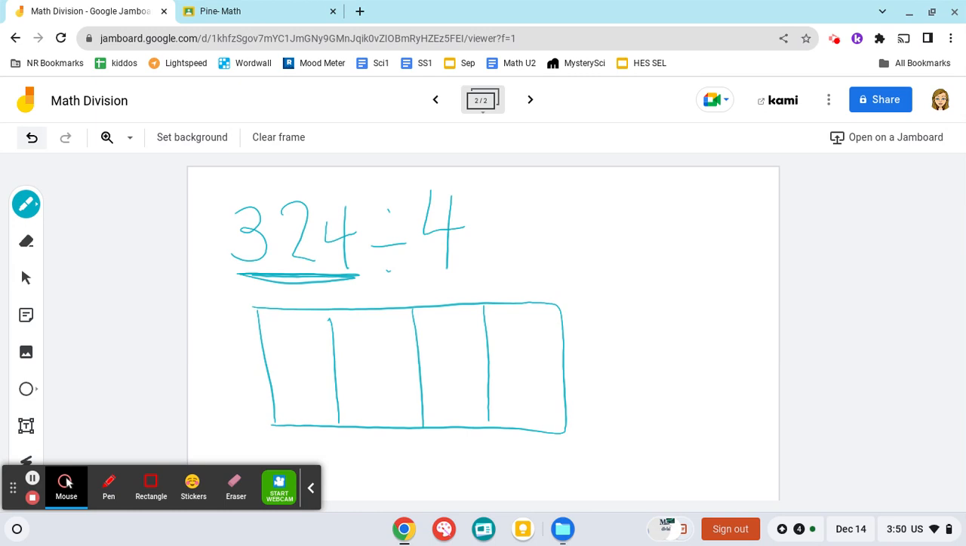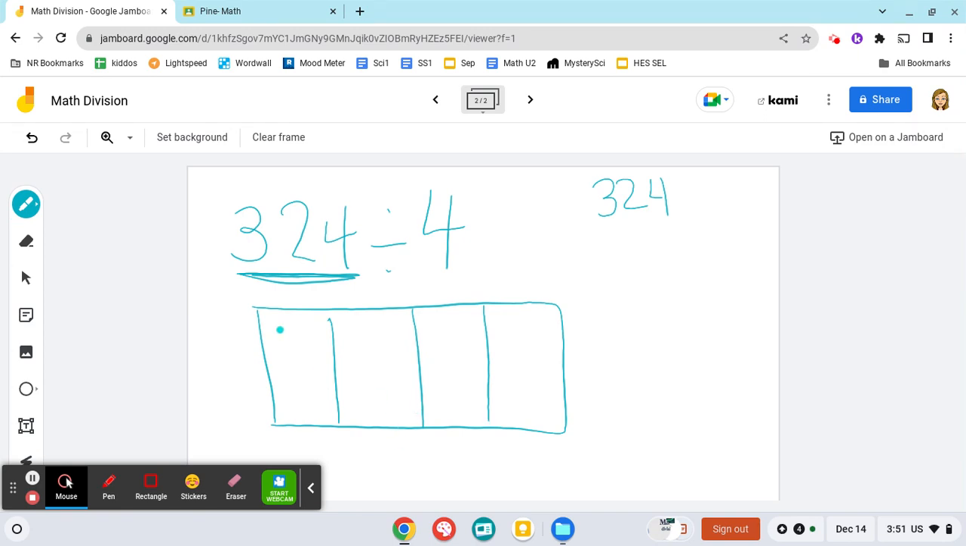So I have my 4 equal boxes, and I'm going to start with this big number. This is our dividend. So our dividend is 324. So I need to divide 324 and share it into these 4 boxes evenly. However, I'm going to start with my hundreds. However, there isn't enough hundreds. I only have 3 hundreds and there are 4 boxes. So I have to break it down to my tens. I can't break down the hundreds.